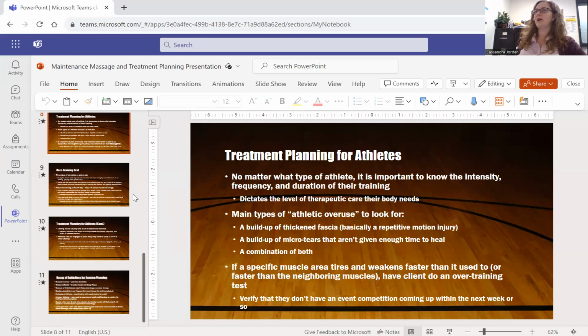So, treatment planning for athletes. No matter what type of athlete you have, it's important to know the intensity, frequency, and duration of their training. This dictates the level of therapeutic care their body needs. It is not too much to say that a professional athlete or a dedicated amateur should be having some kind of massage intervention once a week. I know it sounds like a lot, but that's ideal. In an ideal scenario, that's what would be happening.